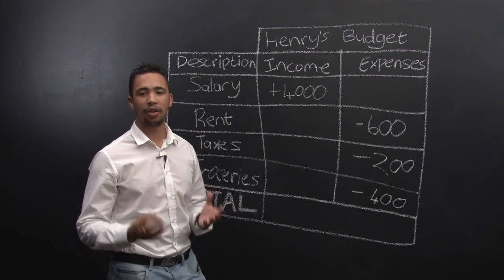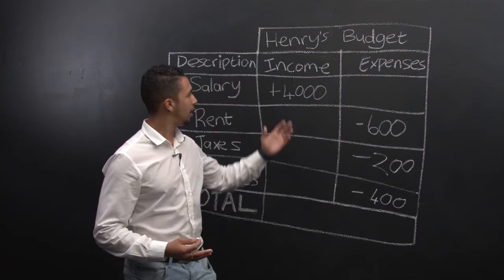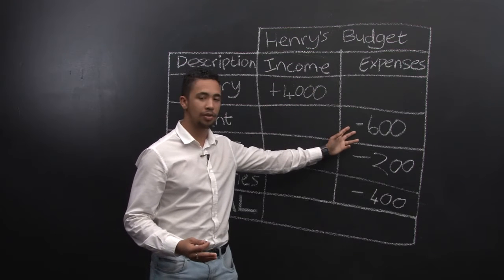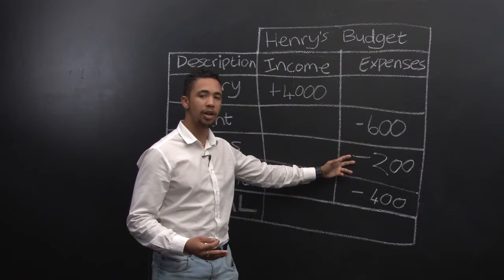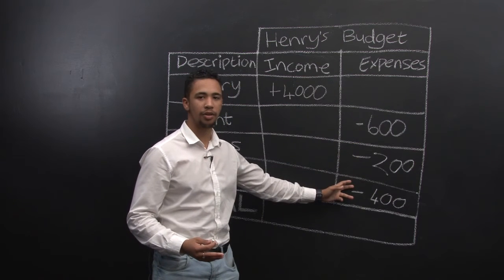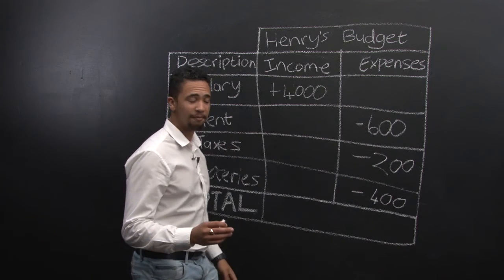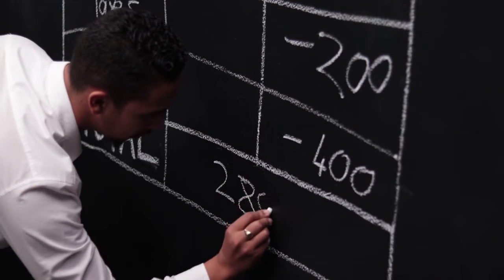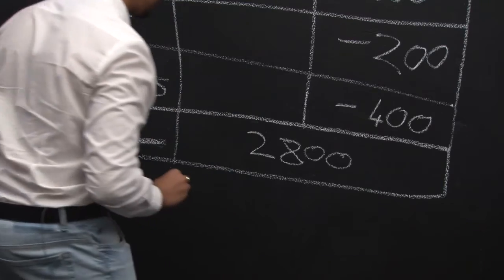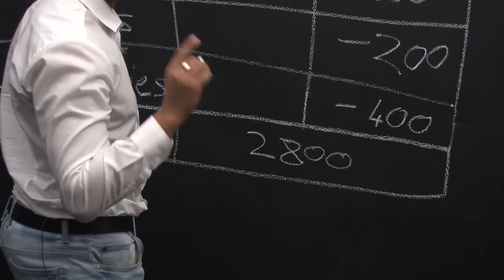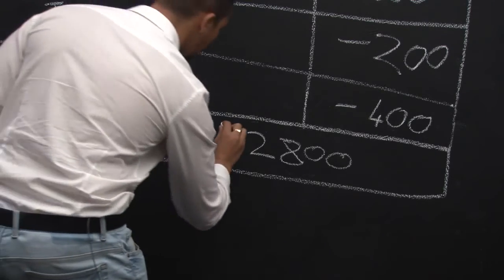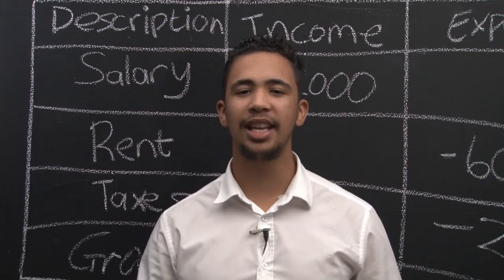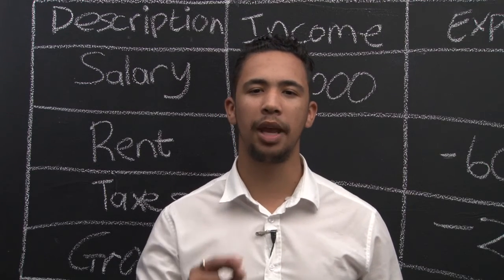So let's get out our calculators. 4,000, positive value, minus 600, minus 200, minus 400 would give us 2,800 what? Rands. Don't forget the units. So what's important here is that Henry ends up with a positive bank balance.